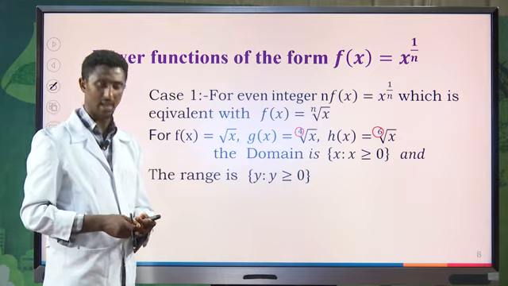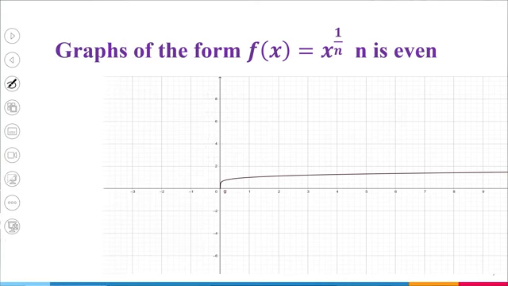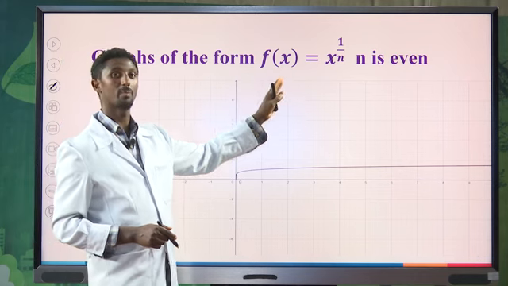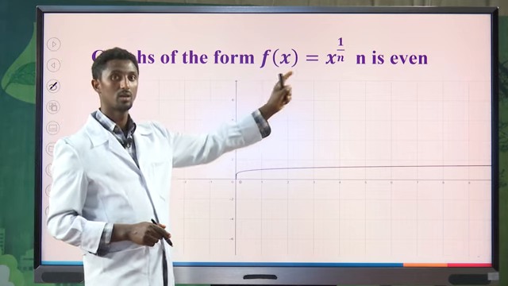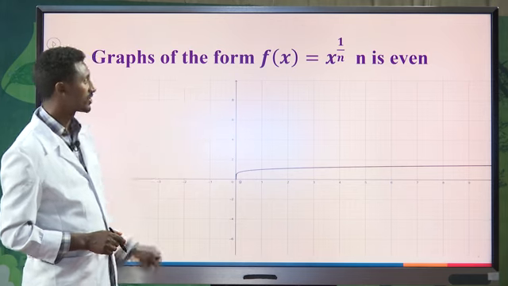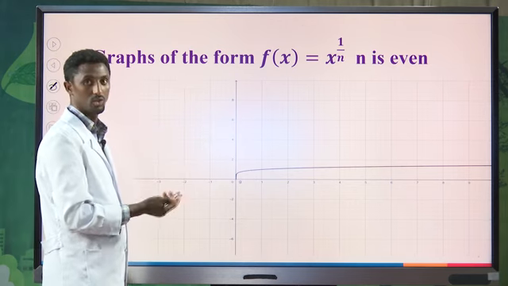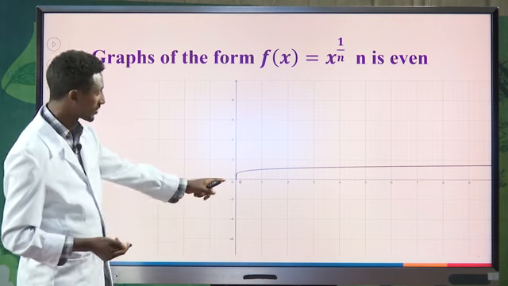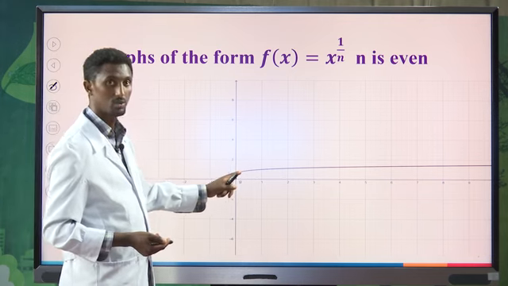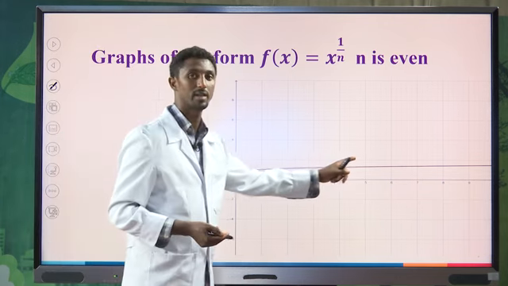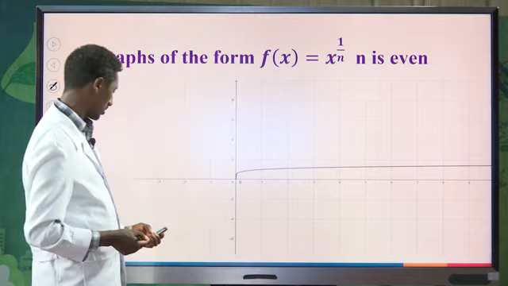So what does the graph look like? Let's see. The graph of a function f of x equals x to the power of 1 over n, where n is an even integer, looks like this. It starts from 0, and it extends to the right.